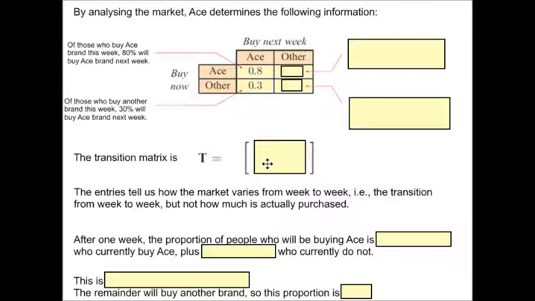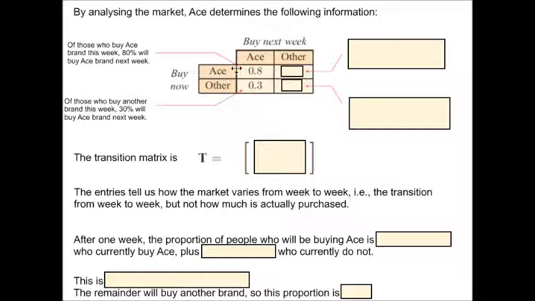Now Ace have done some work and found out that if someone buys Ace one week, there's an 80% chance they'll buy Ace in the second week. So buying now, we have Ace, 80% chance buying next week. And they've also discovered that of those who buy another brand in the first week, there's a 30% chance they'll buy Ace in the second week.